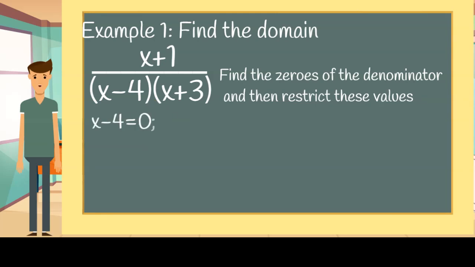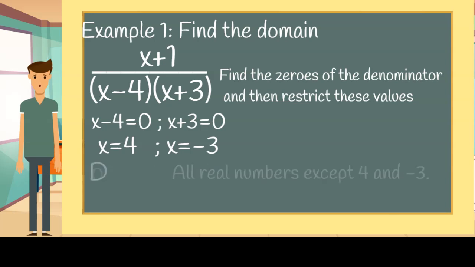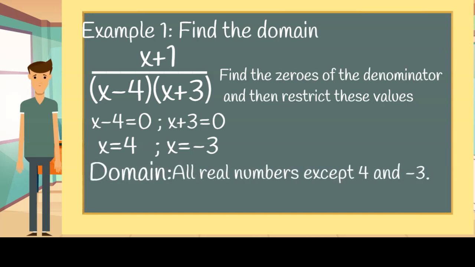That is, x minus 4 equals 0, or x plus 3 equals 0. Solving for x, we have x equals 4, or x equals negative 3. So, we can write the domain as all real numbers except for 4 and negative 3.